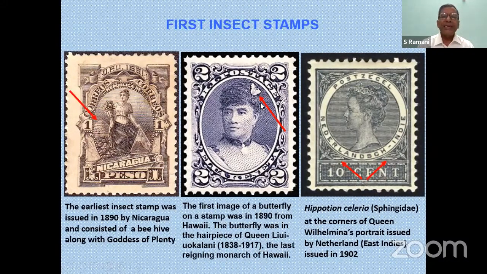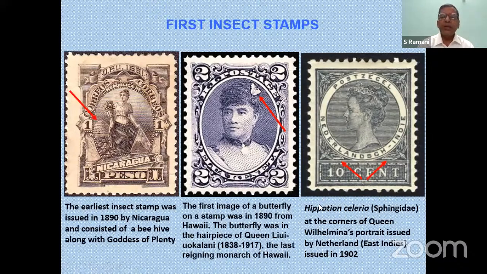The first insect that was actually featured is an image of a butterfly, which is in the hairpiece of a queen, Queen Liliuokalani of Hawaii. And this was also produced in 1890. She was the last reigning monarch of Hawaii.